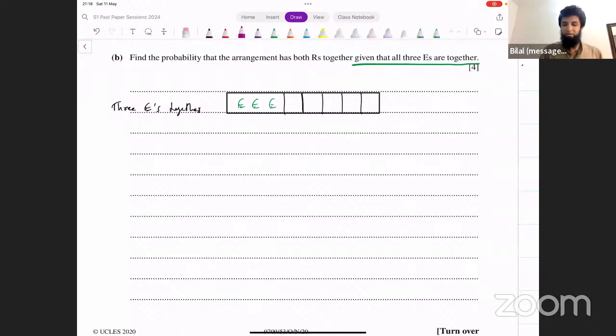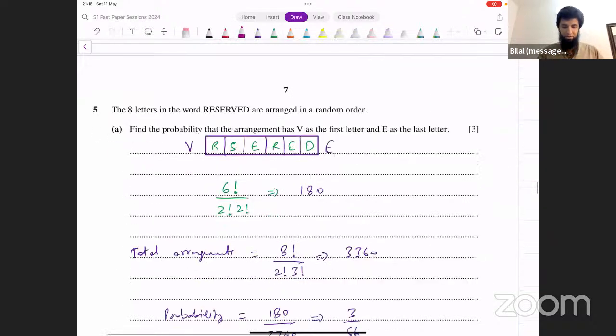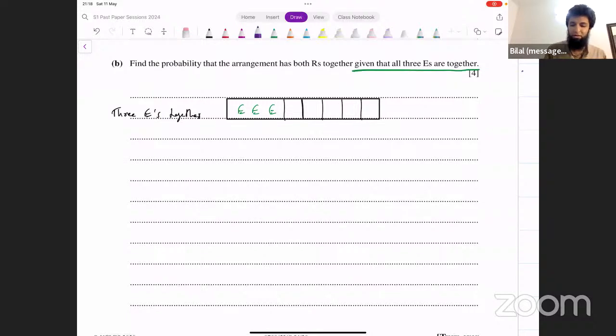What are the remaining letters? The word was reserved, so the remaining letters are R, S, R, V, D. These are the remaining letters. In how many ways can we arrange them? There are 6 boxes now, that's 6 factorial.